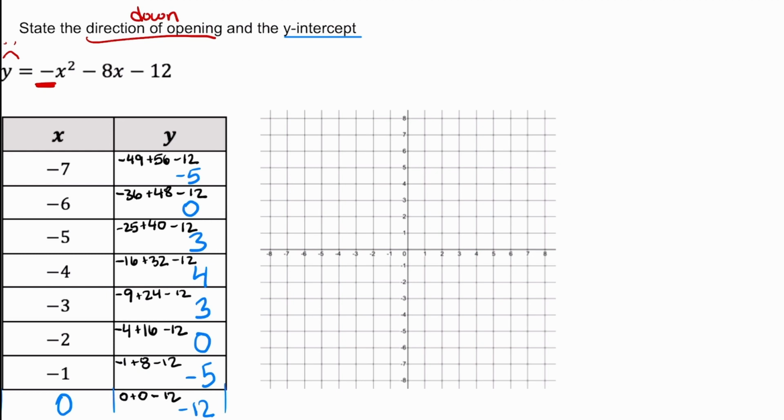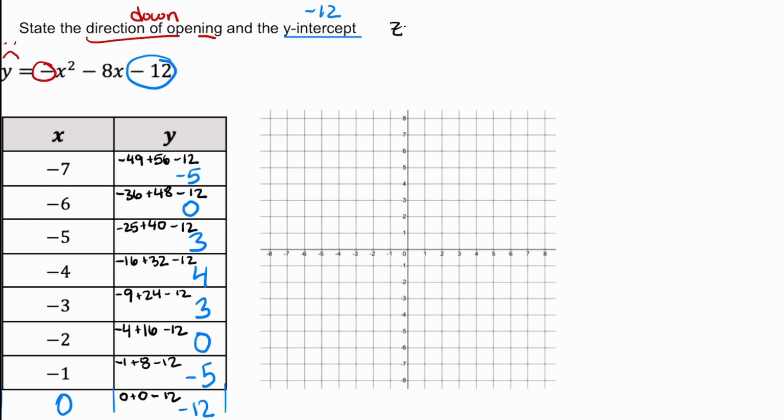So if we just look at the equation, how do we determine the y-intercept? Well, y-intercept's always when x is 0. So when x is 0, this first term is going to disappear, and the second term is going to disappear. So the y-intercept is always just the c value. So in this case, -12. So our direction of opening was negative, so it's down. Our y-intercept is this minus 12.